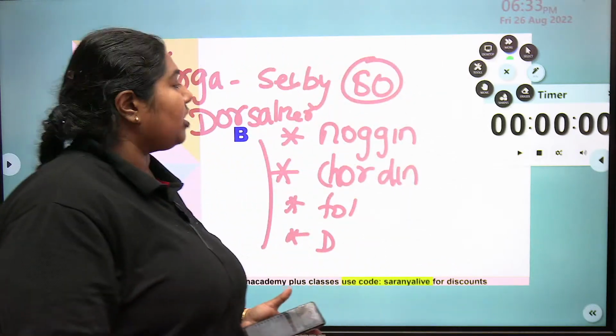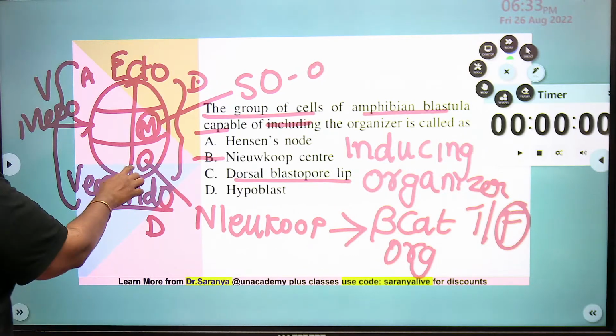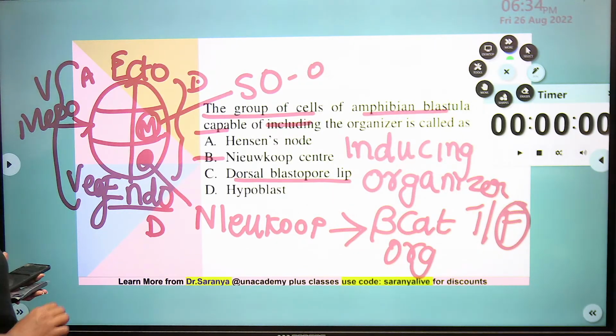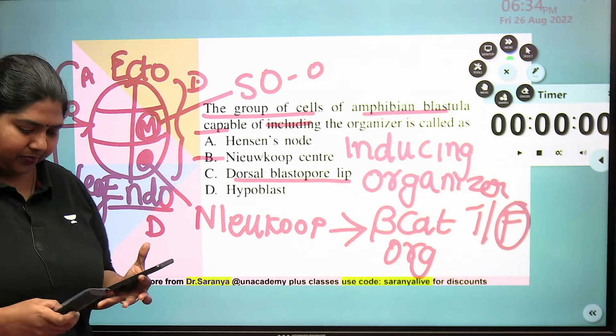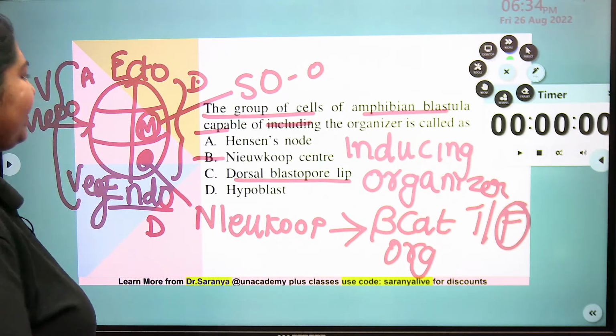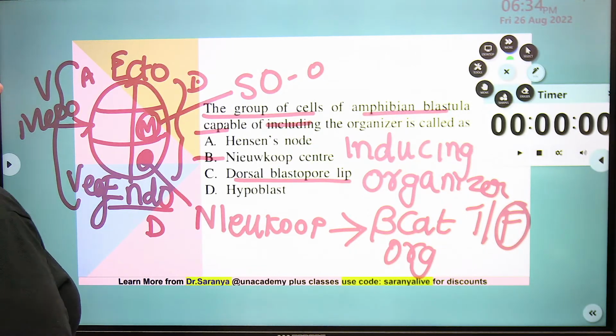That's all. What will the Nieuwkoop center do? The Nieuwkoop center is simply going to induce. This is the Nieuwkoop center. This fellow will simply induce this mesoderm. Mesoderm is the original organizer. It is the one that is going to secrete all those molecules. Got it? Is it all clear to you now? Shall we take one more question so that you will get clarity into this concept? Come on, guys. Okay, so I hope that now it is fine.